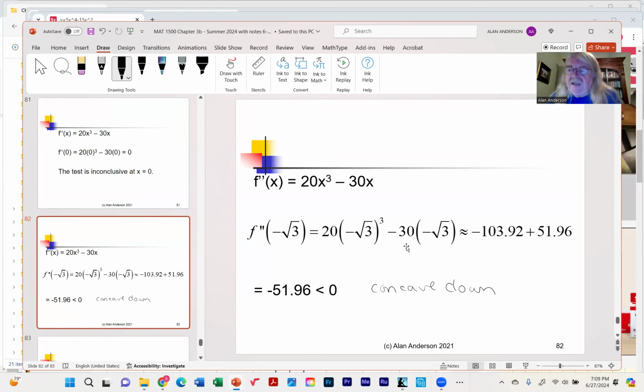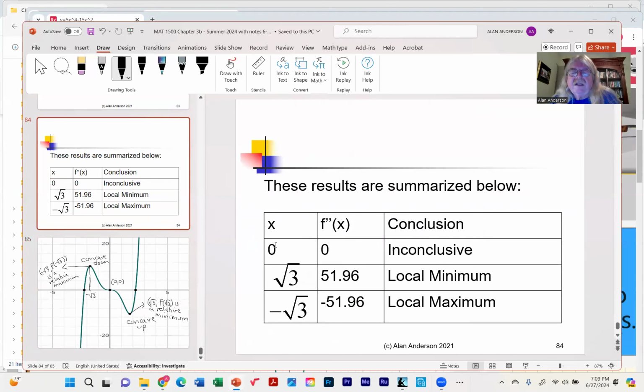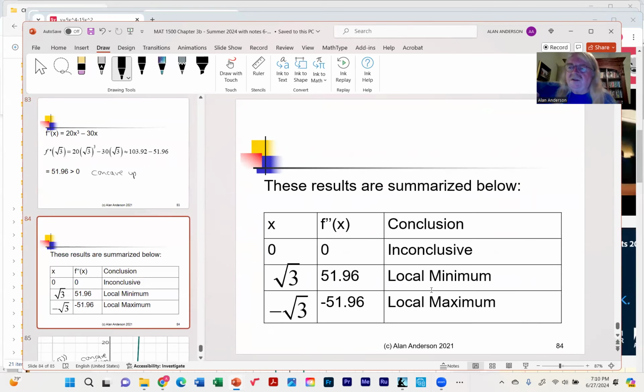Okay, so here we have concave down, and here we have concave up. So what this means then is that when x is 0, the second derivative test is inconclusive. Here we have a positive second derivative, which makes it a local minimum. By the way, when it is concave up, of course, it is going to be a minimum because it's basically the bottom of a valley, I suppose you could call it. And then this one has to be a local maximum.